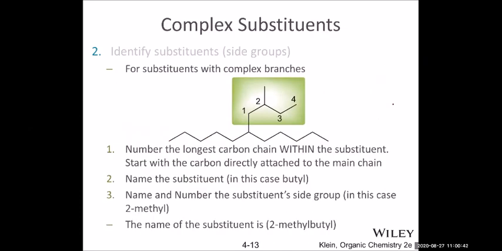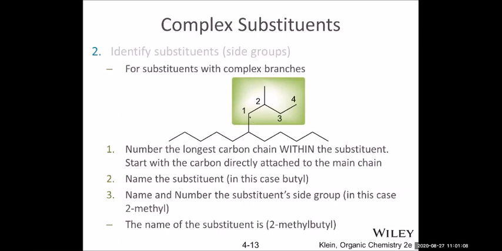Complex substituents. This example shows when you have a side chain that is very complicated, more than just methyl, ethyl, propyl, butyl, and some other related ones. When it is more than those, then we give a name and numbering on the substituents.